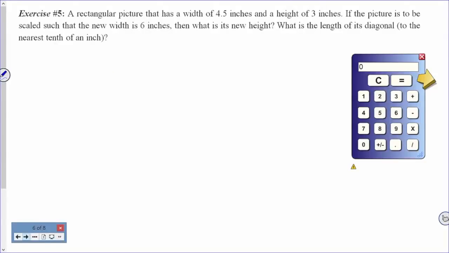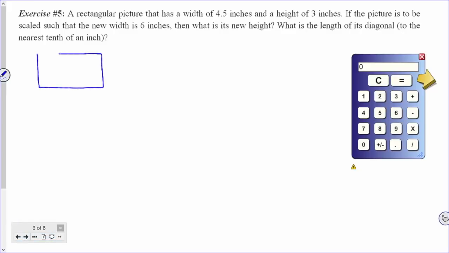A rectangular picture has a width of 4.5 inches and a height of 3 inches. If the picture is to be scaled such that its new width is 6 inches, what is its new height? What is the length of its diagonal to the nearest tenth of an inch? All right, fair enough. So let's take a look and draw a picture.